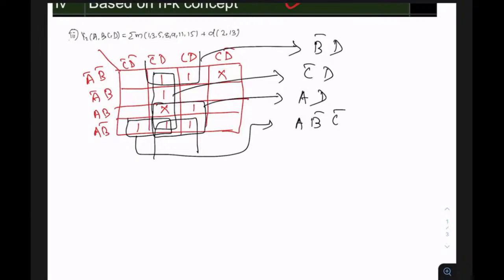B bar D, C bar D, AD plus C. So you are getting this answer? Yes or no?